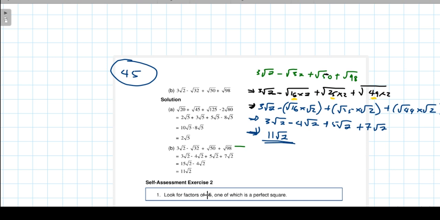So let's look at the next, which is conjugate surds. We are going to be looking at conjugate surds in our next video.